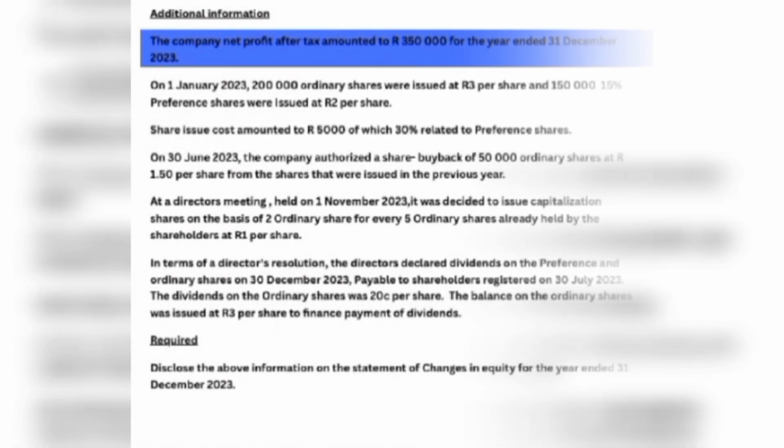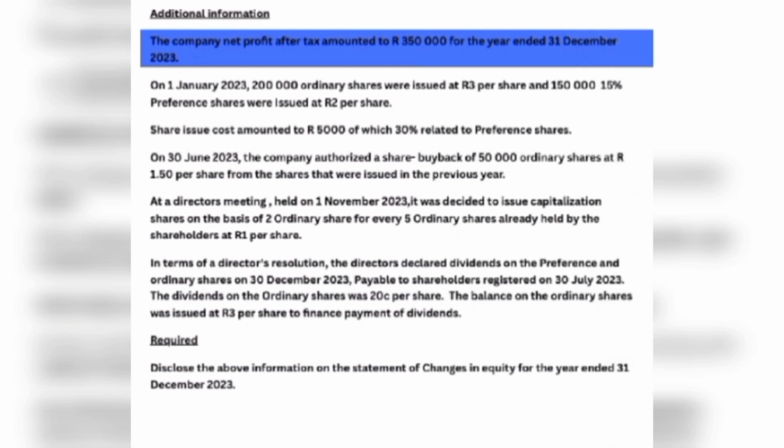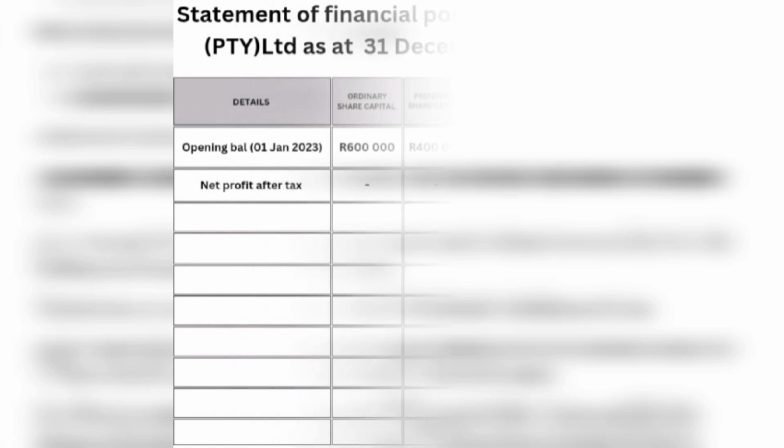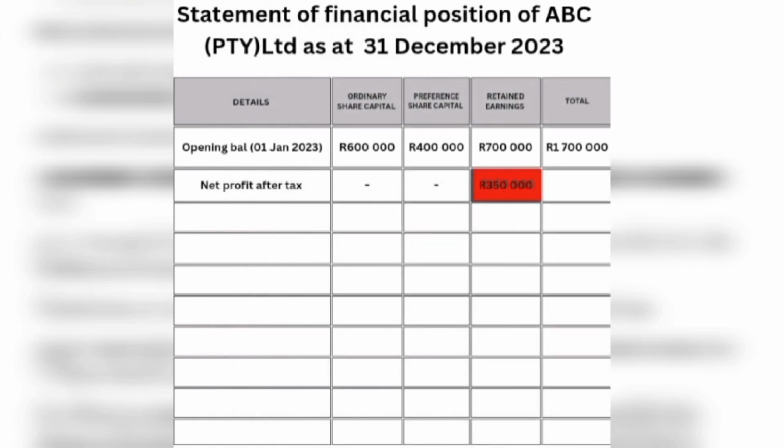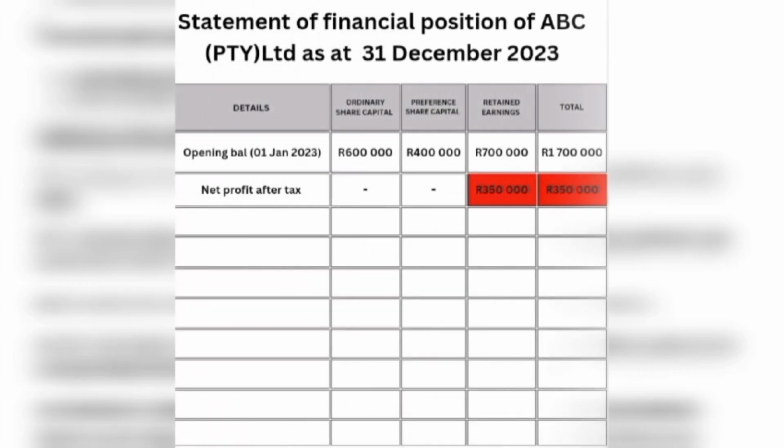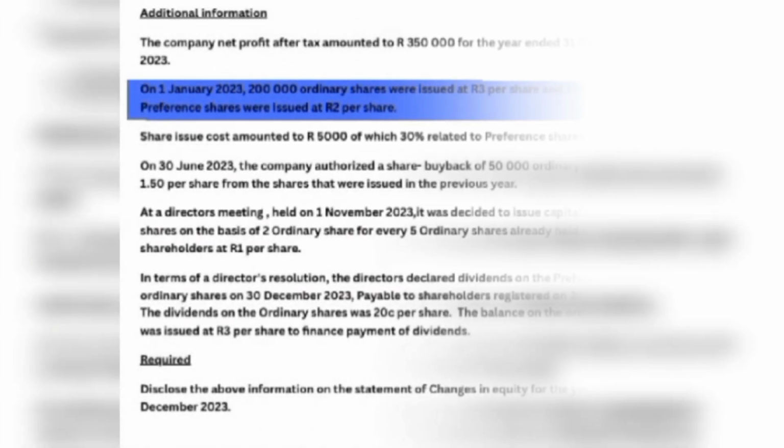The very first information, we have been provided with the net profit after tax of 350,000. You take this 350,000 as it is, you record it here under your retained earnings. Okay, net profit only affects retained earnings, so under ordinary share capital and preference share capital you put a dash. So we have a total of 350,000. You then record it down. We then move on the next information.